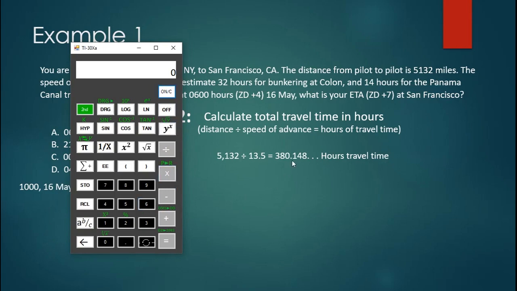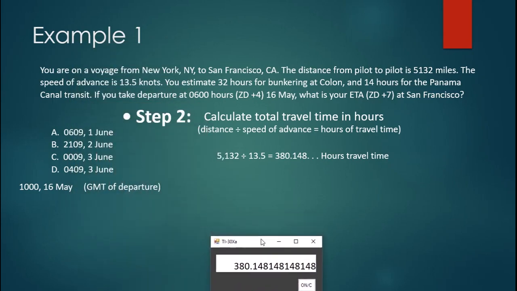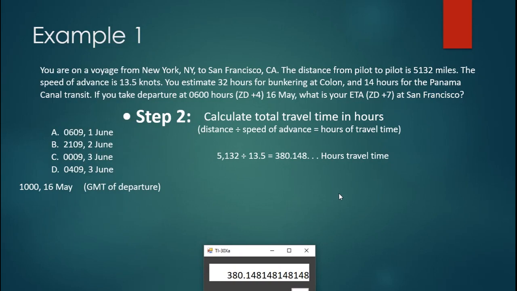I only put the decimal place out to 3 places here in the video, and that was just for my convenience. We're going to need to leave that whole decimal in the calculator when we work the problem. So we're going to say 5132 divided by 13.5 equals 380.148 blah blah blah, real long decimal number. And it's pretty important that we leave these decimal numbers in the calculator for the next few steps.